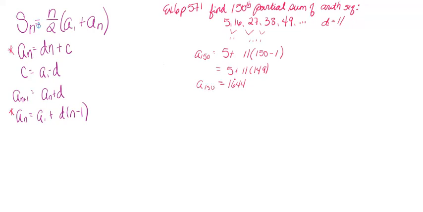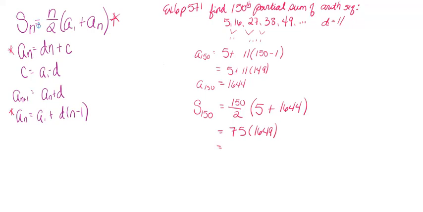But that's not what I'm looking for. I'm looking for the sum of the first 150 terms. So I have to come back up to this formula right here, the s sub n formula. So here, I'm going to say s sub 150, the sum of the first 150 terms, is 150 divided by 2, just plugging in numbers here, times the first term, 5, plus the 150th term, which was 1,644. So if I simplify this a little bit before I multiply it out, I get 75 times 1,649.